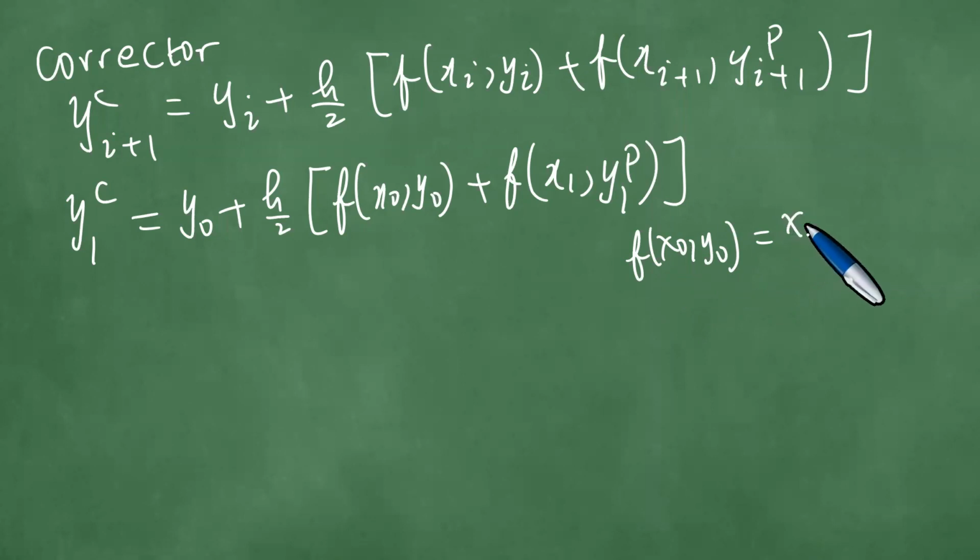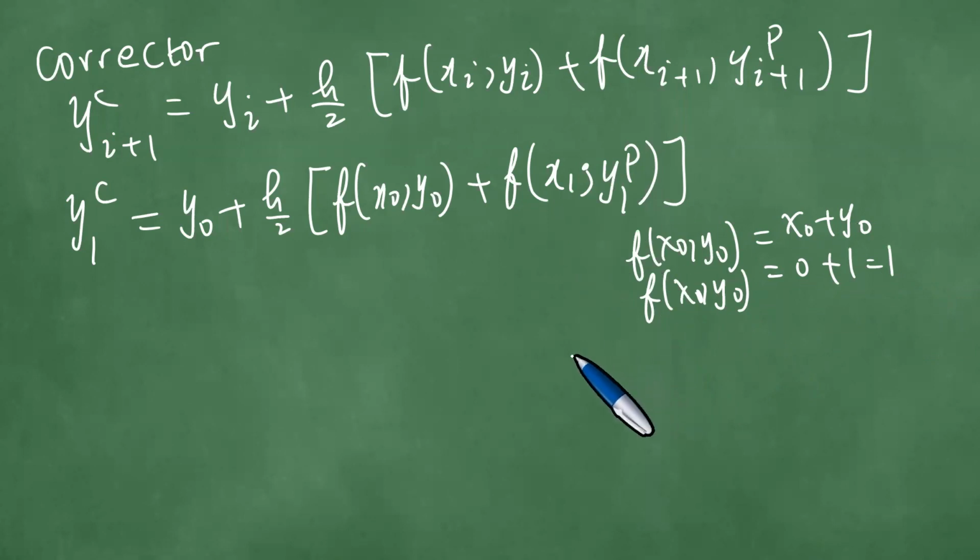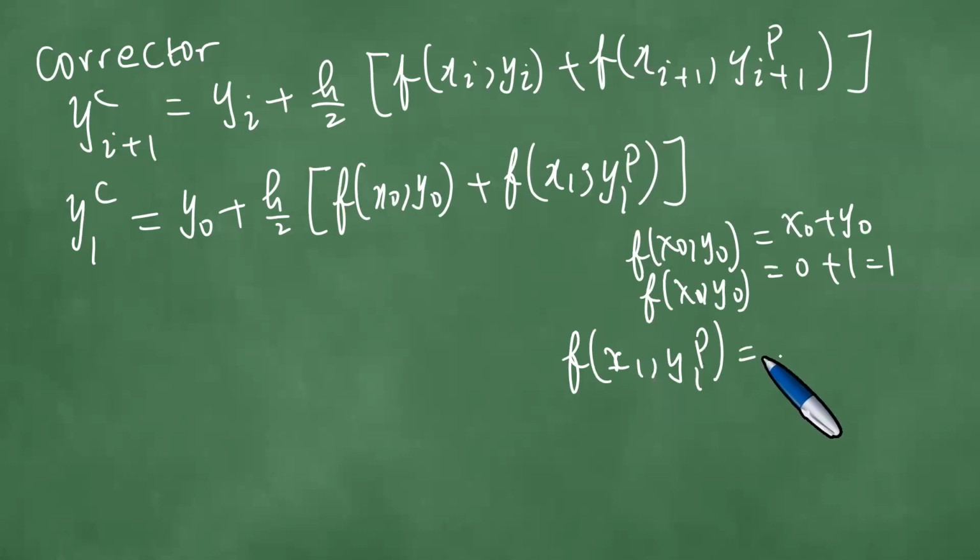According to this question, f(x0, y0) is x0 plus y0, a sum. x0 is 0, y0 is 1, we saw that. So f(x0, y0) is 1. But we also need this giant one, the f of x1, y1 predictor, and we have got the predictor before.